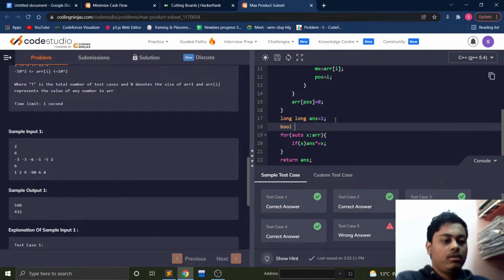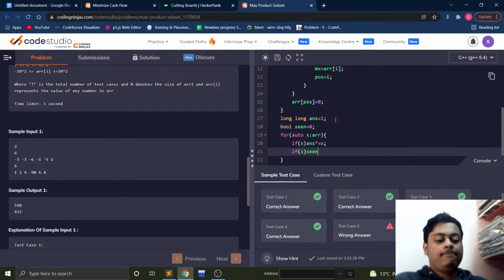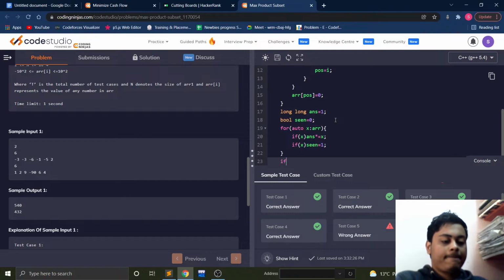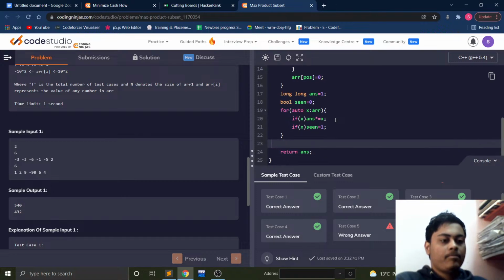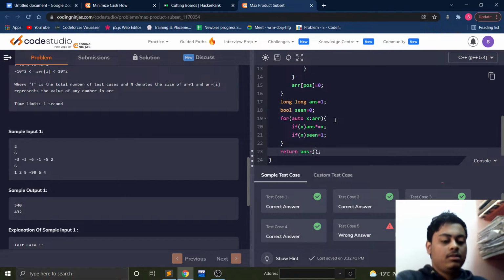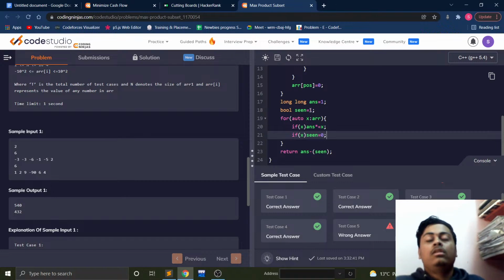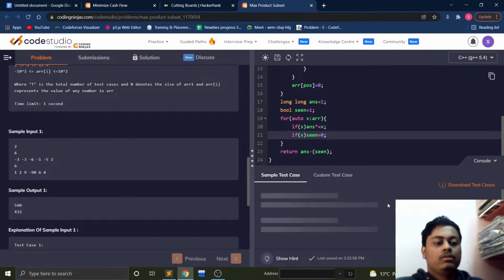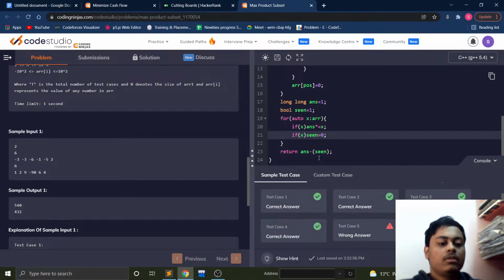Can we make a variable seen, like seen 0? Seen is equal to 0. If x, then seen equal to 1. Then answer minus, if I've seen a value, make this 0. If it is all zeros, I will subtract 1 from that.